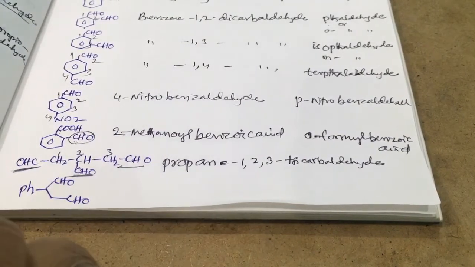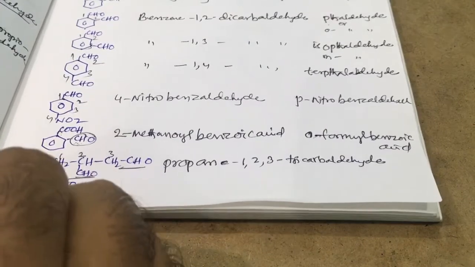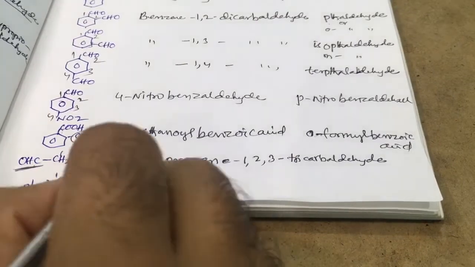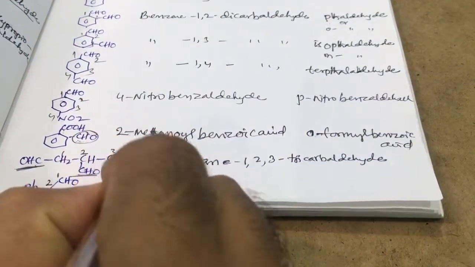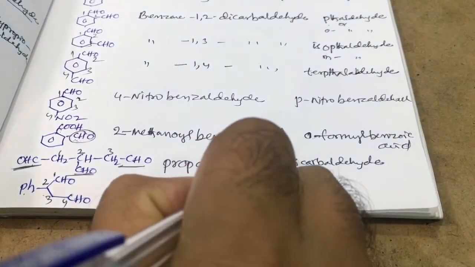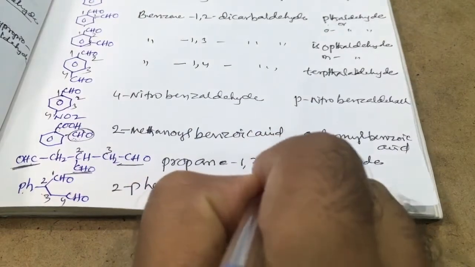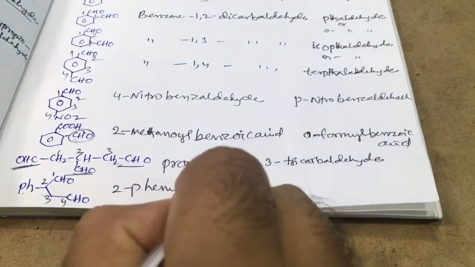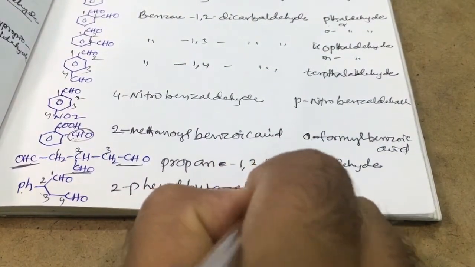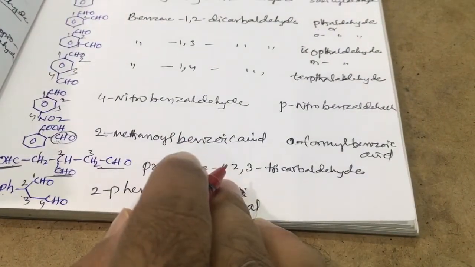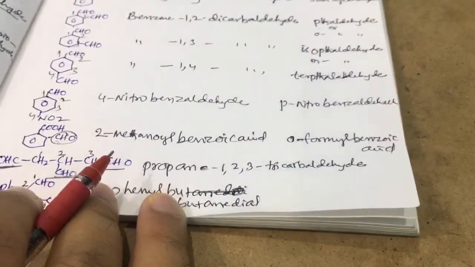Now come to the last one. This is 1, this is 2, this is 3, this is 4. At the second position a phenyl is there. Then it is called 2-phenylbutane dial. Sorry, this one is butanedial, not ol. Aldehyde is Al. This is the IUPAC naming of aldehyde compounds.